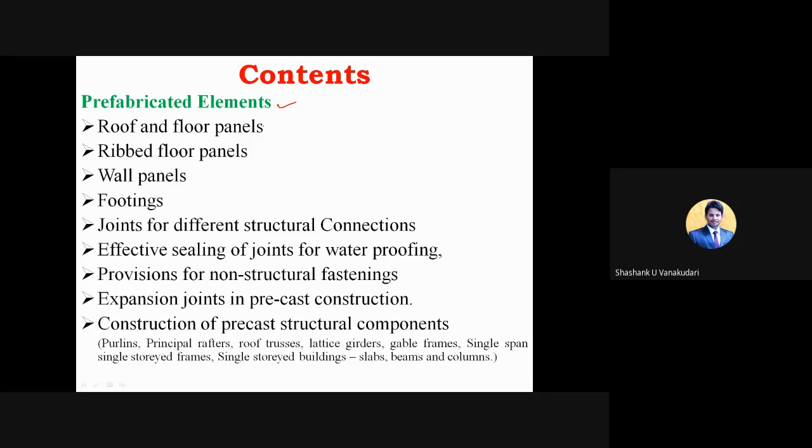The different structural prefabricated elements are roof and floor panels, ribbed floor panels, wall panels, and footings. The most important concept is the joints for different structural connections. You'll have various structural members that connect with each other, and we need to decide which type of joints to provide and how exactly to provide those joints. Those things we'll be studying.